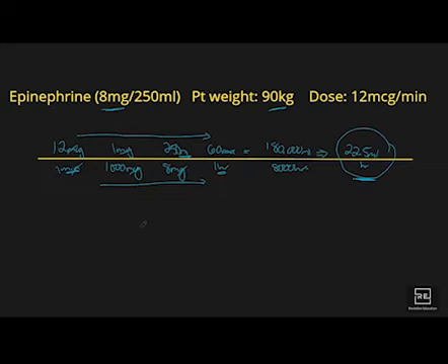Well, it's actually quite simple. All you end up doing is taking your 12 mics per minute. And remember, when we're trying to do mics per kilo per minute, we would need our kilos on the bottom here. So what we end up doing is taking our 90 kilos and putting them on the bottom, just like this. So that way you have mics per kg per minute. In this particular instance, we're saying 12 mics per minute for a 90 kilo patient. So when you do 12 divided by 90, what you end up getting is 0.133 repeating mics per kg per minute.